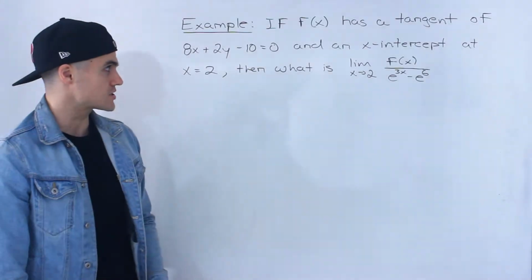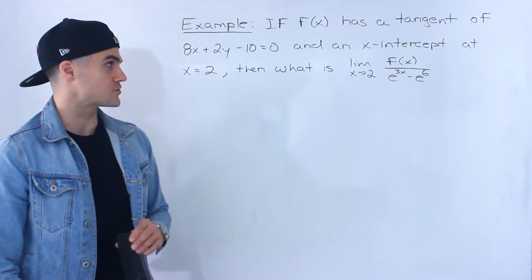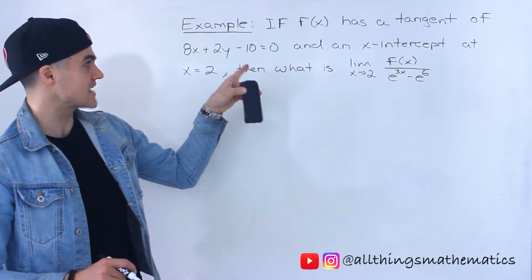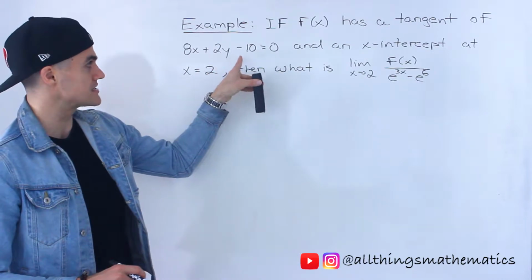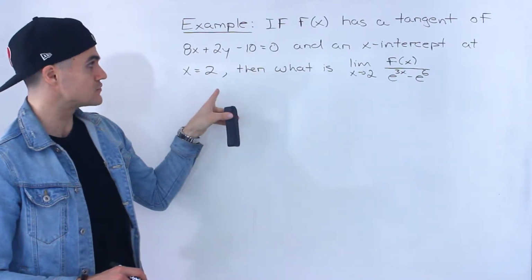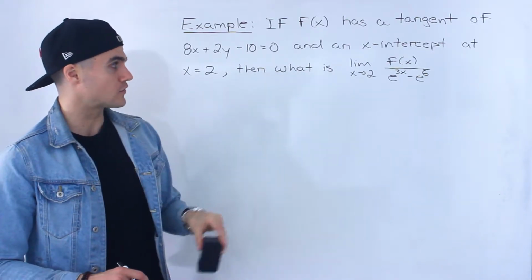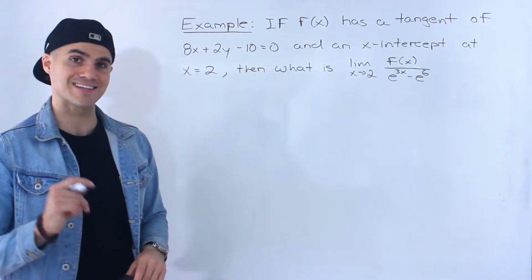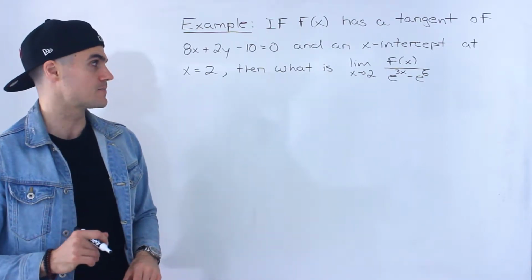Moving on to the next question, still dealing with L'Hopital's rule. This is more of a word problem thinking question. If f of x has a tangent of 8x plus 2y minus 10 equals 0 and an x-intercept at an x value of 2, then what is this limit? The limit as x approaches 2 of f of x all over e to the power of 3x minus e to the power of 6.